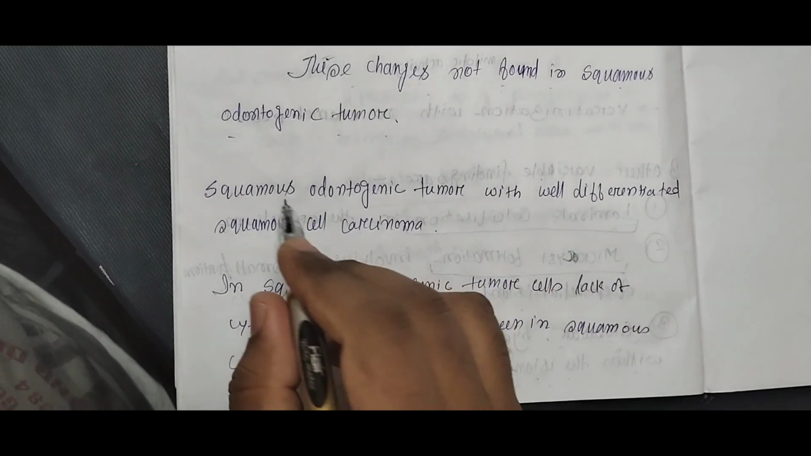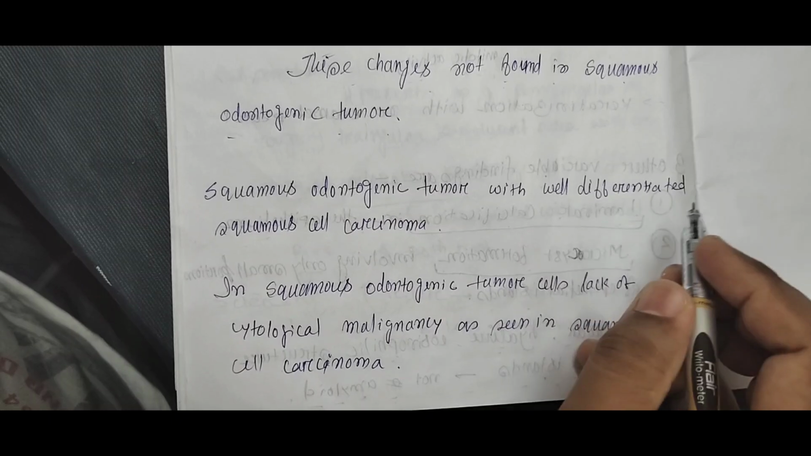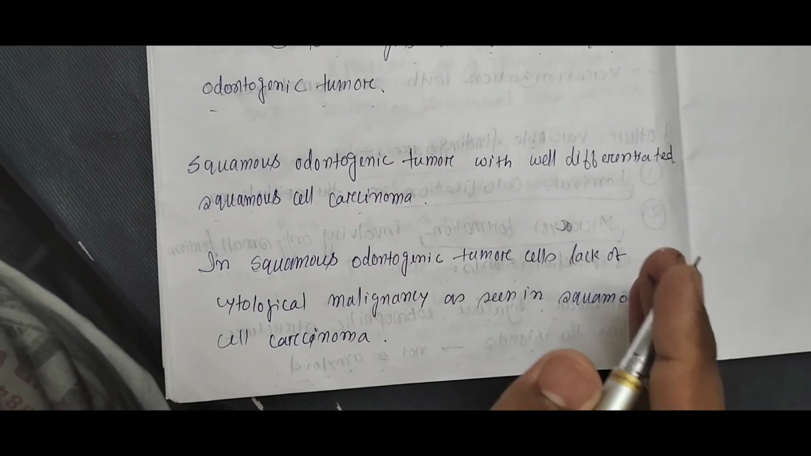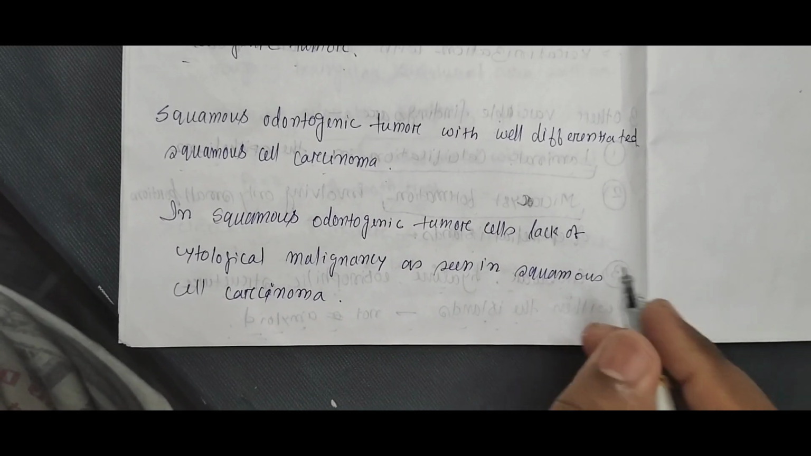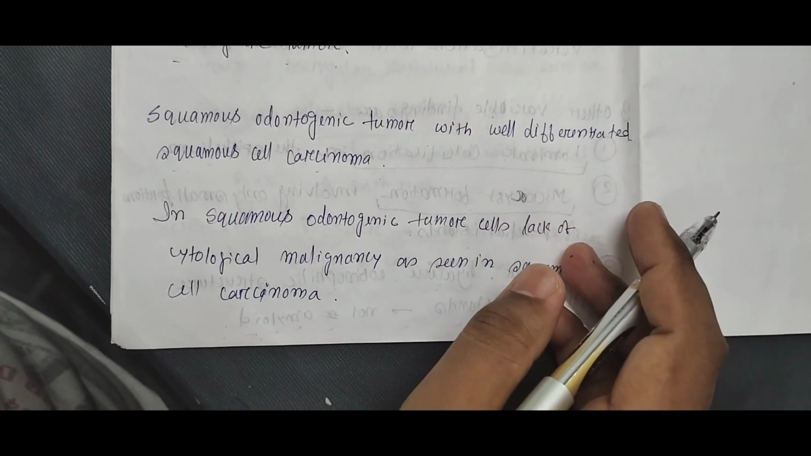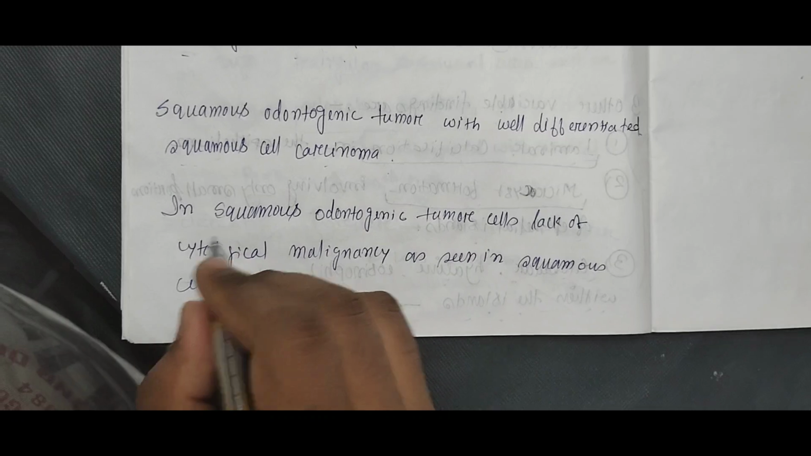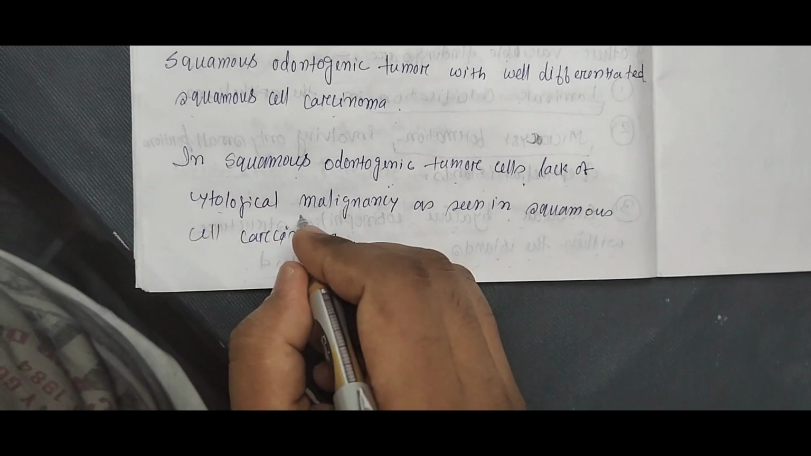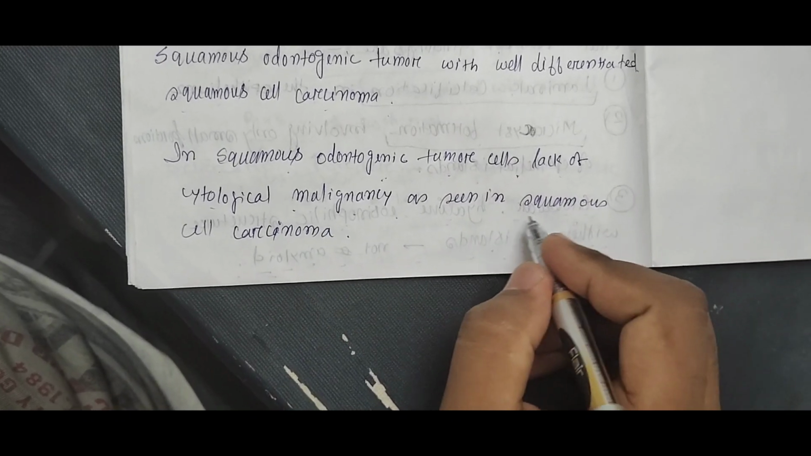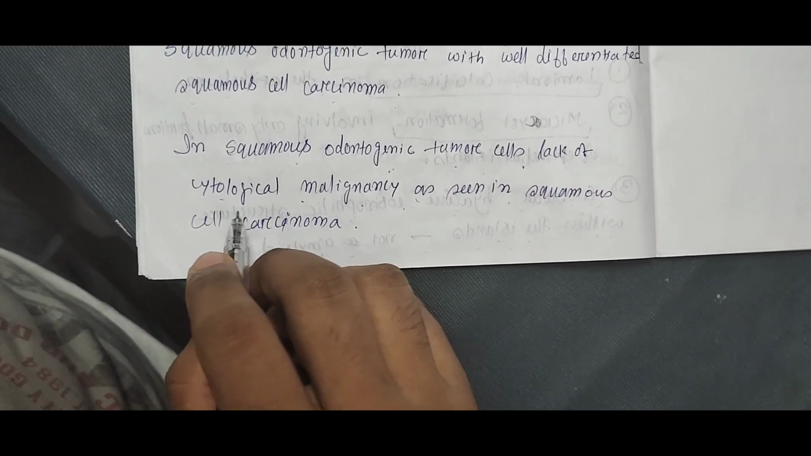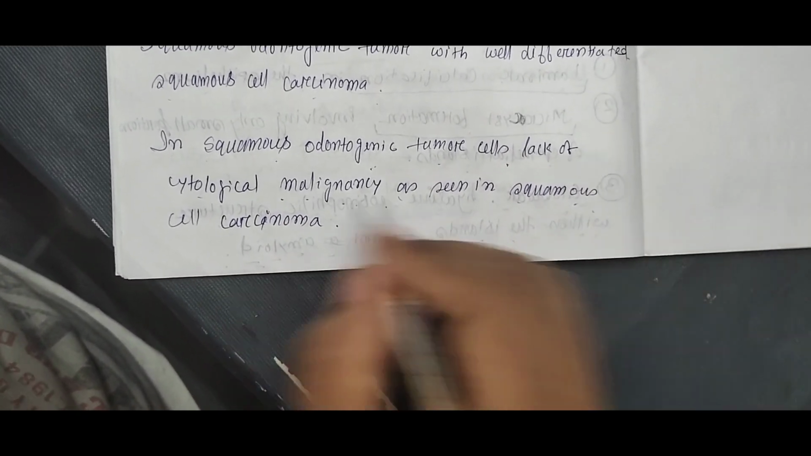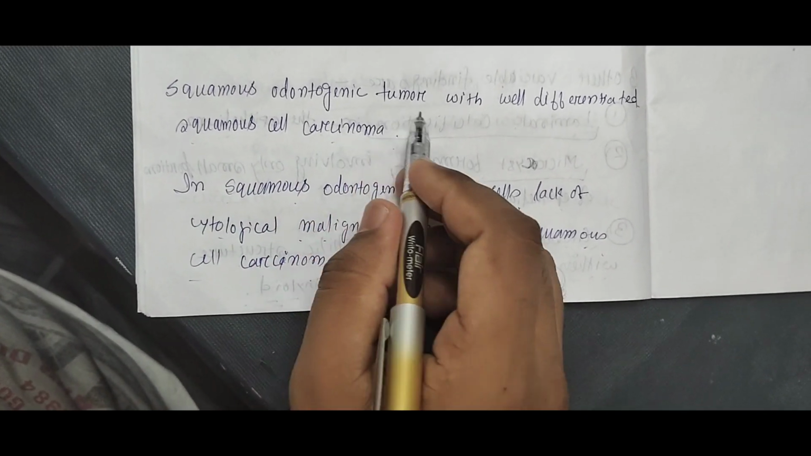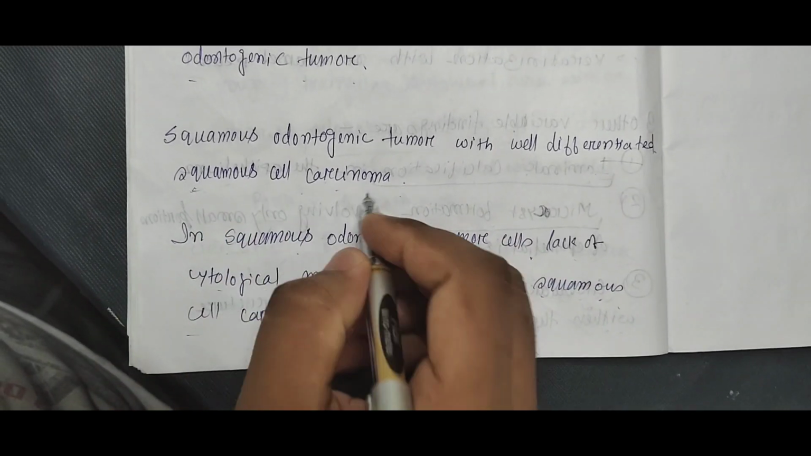Squamous odontogenic tumor also may be confused with well differentiated squamous cell carcinoma. But how can we differentiate these two? In squamous odontogenic tumor cells there is no cytological malignancy, but cytological malignancy is seen in squamous cell carcinoma. That's how we can differentiate squamous odontogenic tumor from well differentiated squamous cell carcinoma.